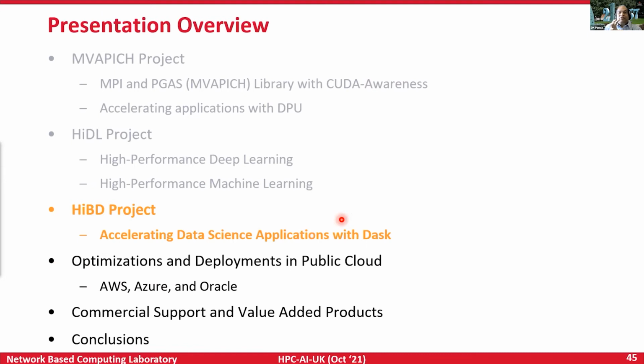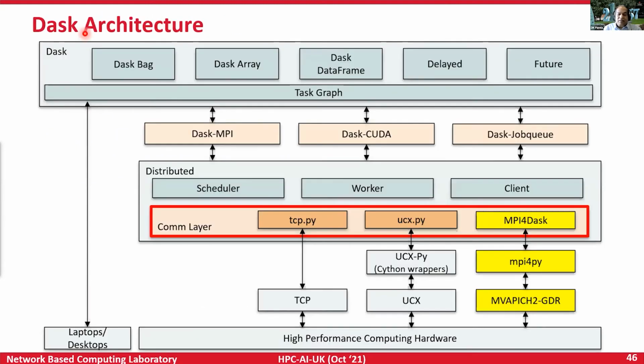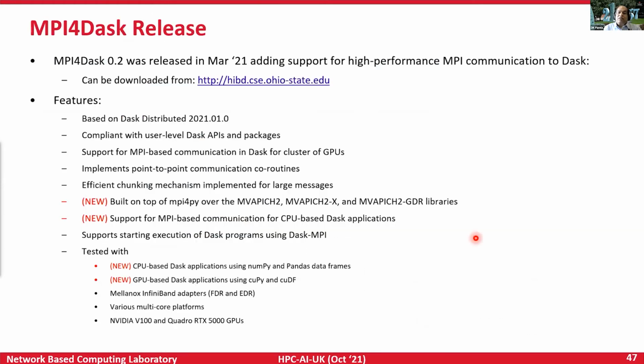Then we are taking the same framework, the same storyline, and asking whether MPI-driven solutions can help even data science applications. Especially in data science, there is a newer framework getting a lot of attention called Dask. There we have done similar designs. There is an MPI4Dask. Dask had some support for TCP and some support for UCX. So what we have introduced are the modules MPI4Dask and MPI4Py, linked with MVAPICH2-GDR or even MVAPICH2-X. Then you can run Dask on CPU-based systems or GPU-based systems. This was our second release, which we did earlier this year. If you are a Dask user, you can download and use it here.